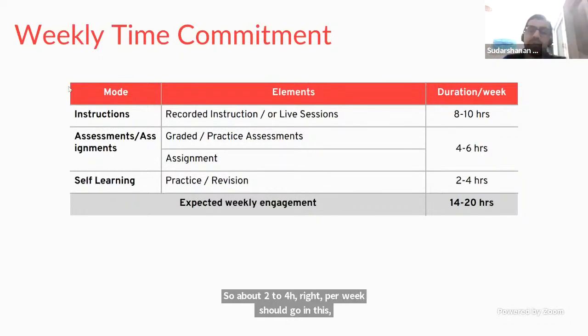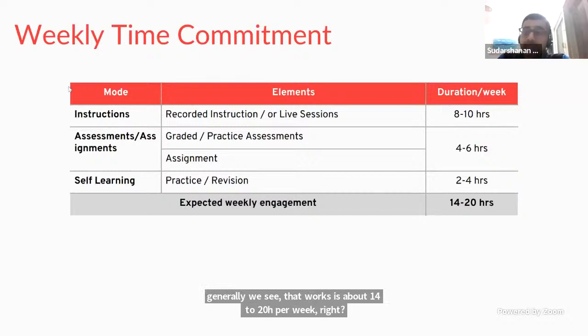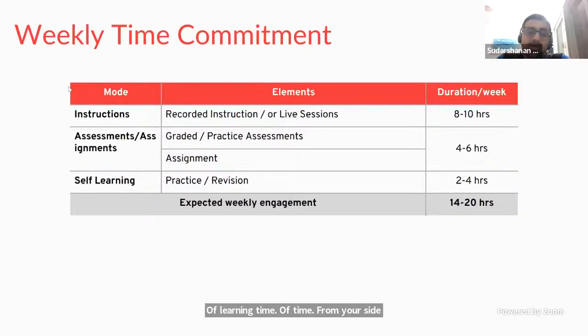So in total, what we generally recommend, or what we generally see works, is about 14 to 20 hours per week of learning time, of time devoted from your end. That's the recommendation we would give, so that your experience remains smooth throughout the program. As I said, at any time you can reach out to upGrad, and if you have missed anything, or if there are any issues or technical things like that, no problem. You just reach out, we'll sort it out for you.